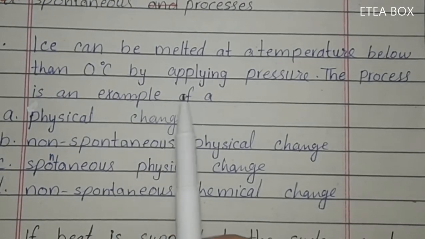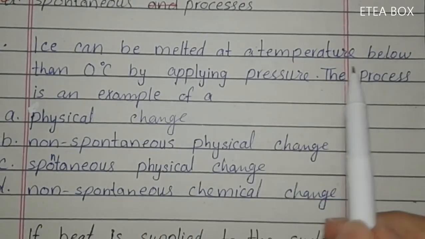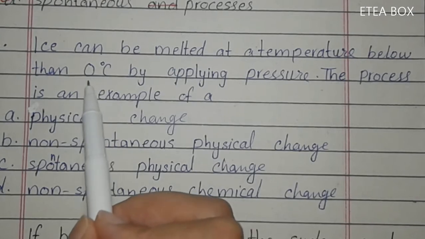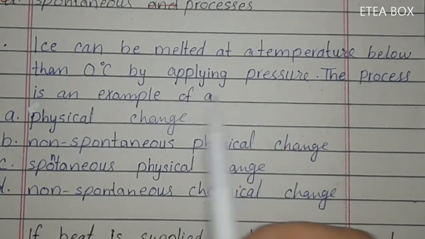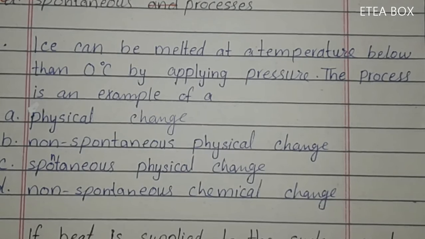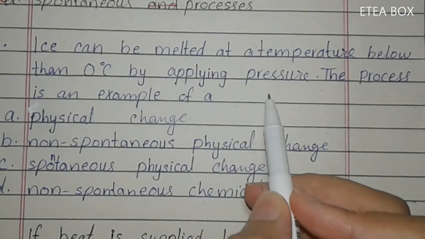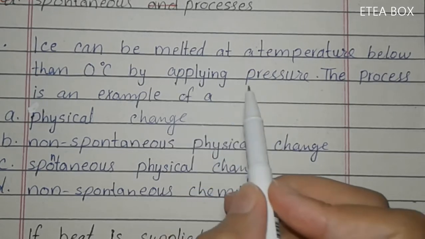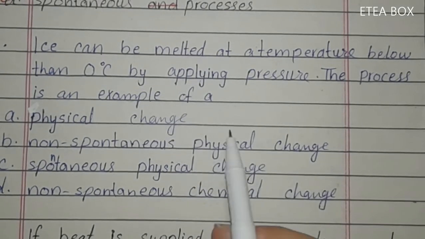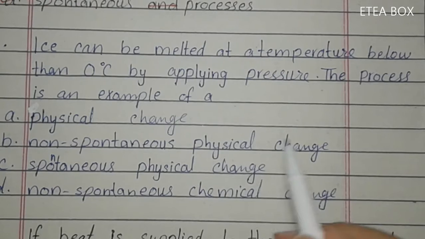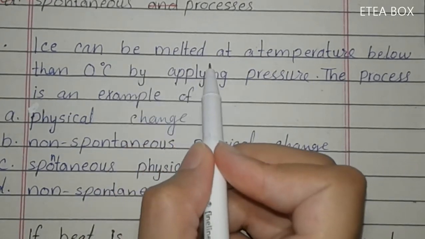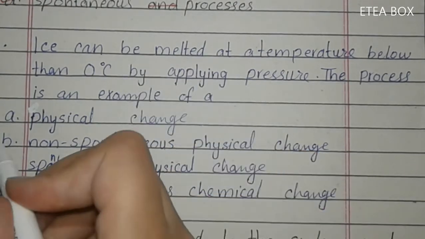Third MCQ: ice can be melted at a temperature below 0 degrees C by applying pressure. The process is an example of what? When we apply pressure, it means this is a non-spontaneous process because we are using an external source. When the ice melts, it is a physical change. So here option B is correct.